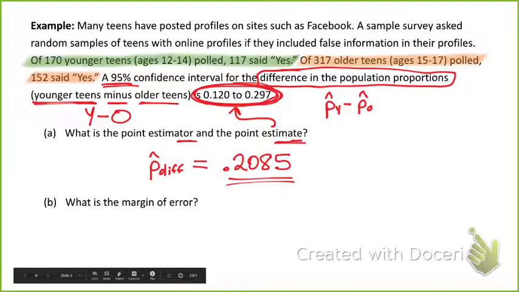Did you say 2? You were partially there. 0.2085. Super close. And what is the margin of error? Now, the margin of error is the distance from the middle out to the sides. So, what is the distance from 0.2085 out to either one of those? I don't care which one.